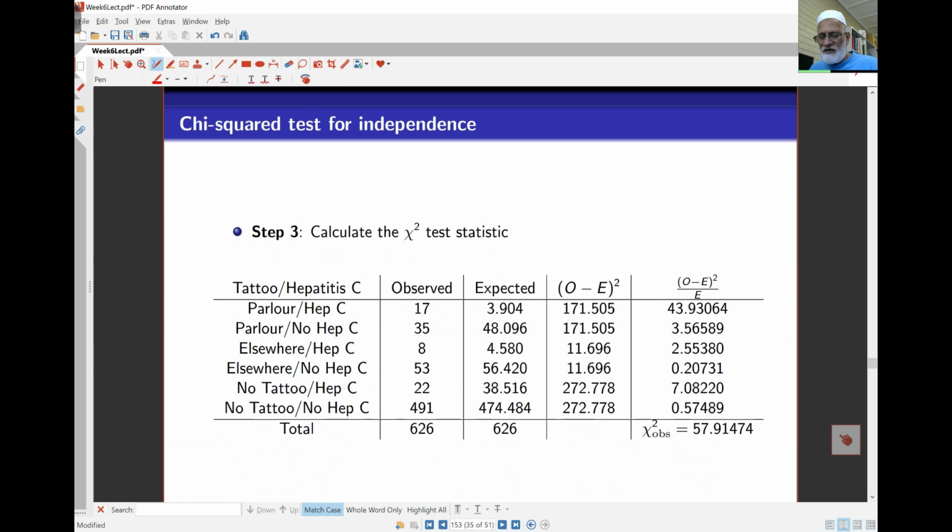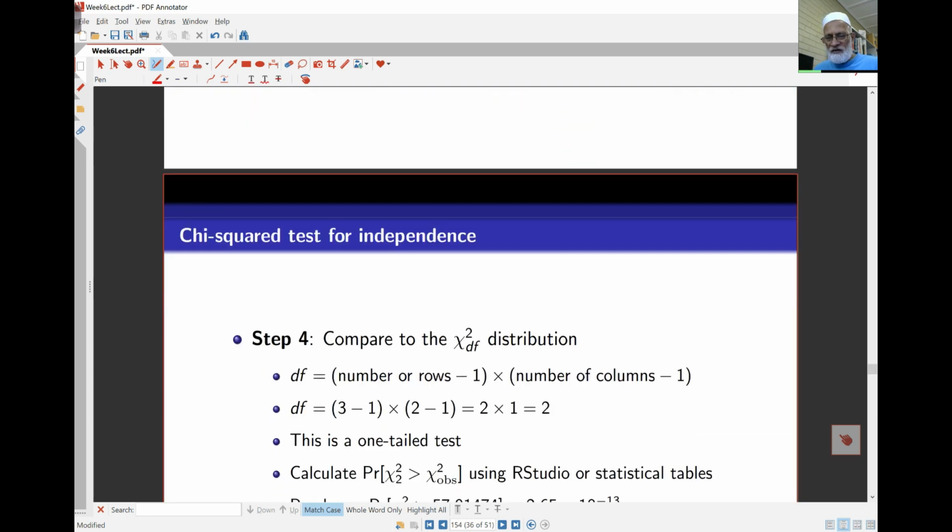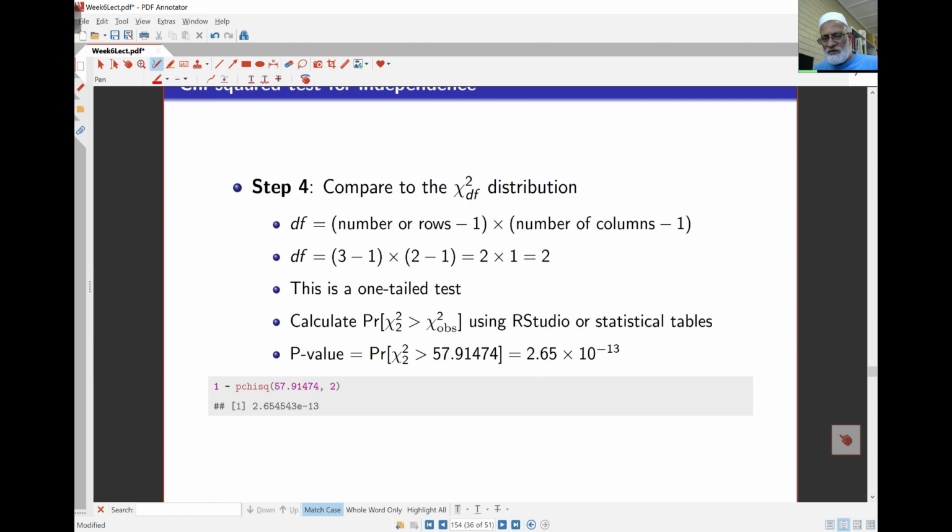If I was to go ahead and calculate the chi-squared test statistic anyway, as I have, I can do that in the same way. So it's observed minus expected squared, then divided by the expected, sum them all up, I get 57.9. Again, the observed frequencies and the expected frequencies add up to the same number. Here's chi-squared observed. My degrees of freedom here, I have 3 rows and 2 columns. So this comes to chi-squared 2.